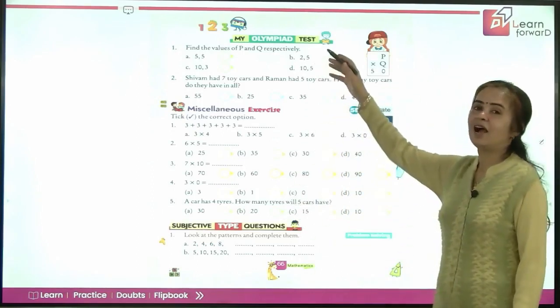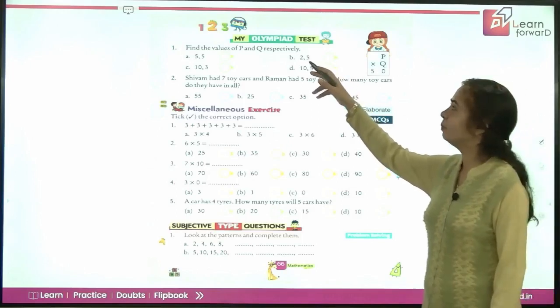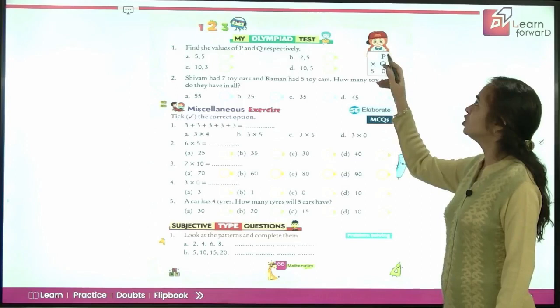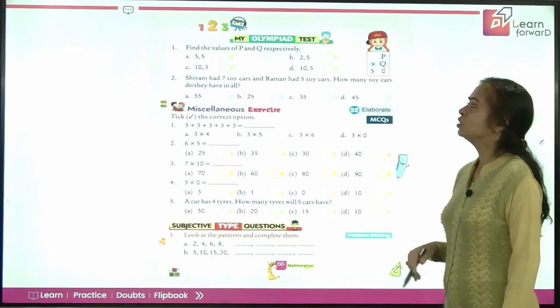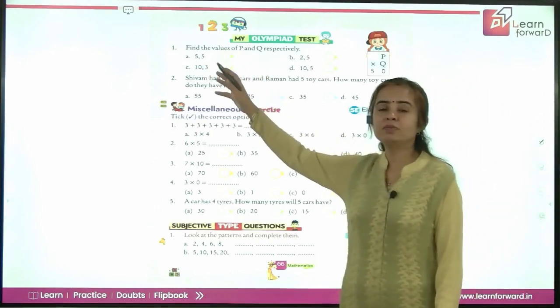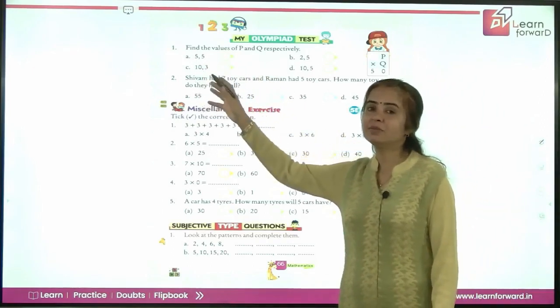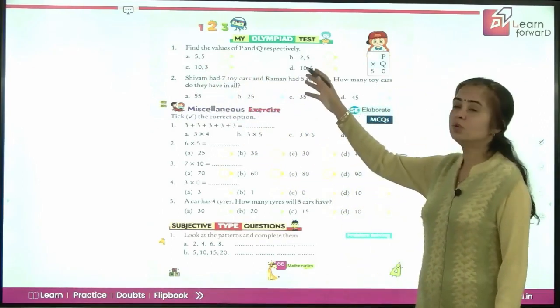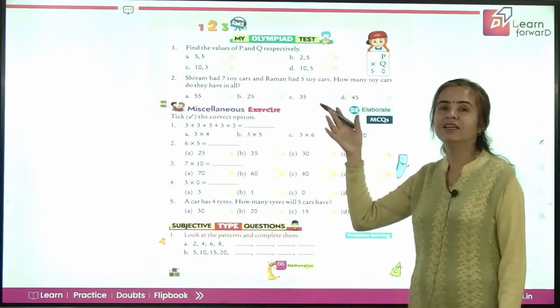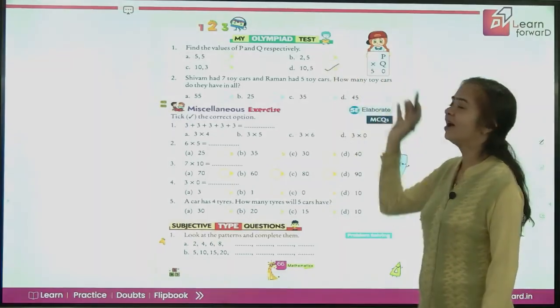Now for my little Olympiad champions, find the values of P and Q respectively. Which two numbers will you multiply so that you get the product 50? Is 5 times 5 50? Is 10 times 3 50? Is 2 times 5 50? Or 10 times 5 is 50? So here is your answer.